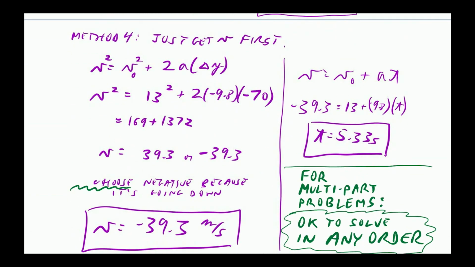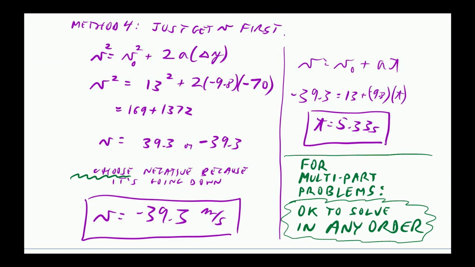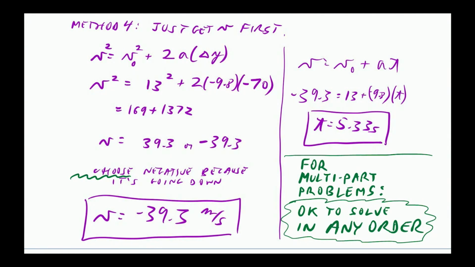My method 4 turned out to be the best. I just got V first. Instead of answering the questions in the order that they were asked, I just solved for V, and then after that, I looked for time. So if you look at my work here, you'll see that finding V was pretty quick. It was only a couple lines of algebra, and then once I did that, finding T was also pretty quick. So big point here in green, for multi-part problems, it's okay to solve in any order. Just because the test question asks you to find first T and then V doesn't mean you can't do it in any order you want.